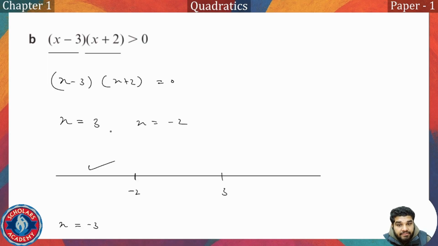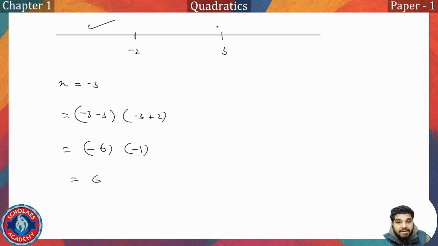If I take any value from the interval between -2 and 3, say 0, and substitute that, I will get a negative value. For example, if I take x equal to 0, what I will get is (0 - 3) times (0 + 2). So we get -3 times 2, that is -6. So this is not greater than 0. So the interval between -2 and 3 will not satisfy the result.